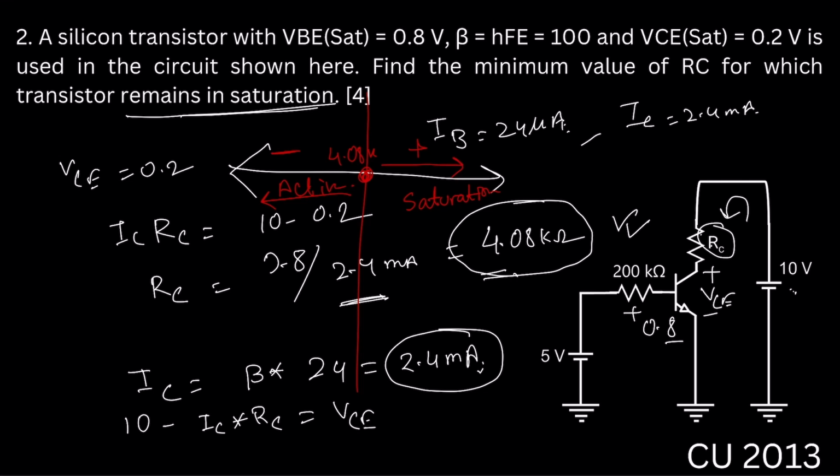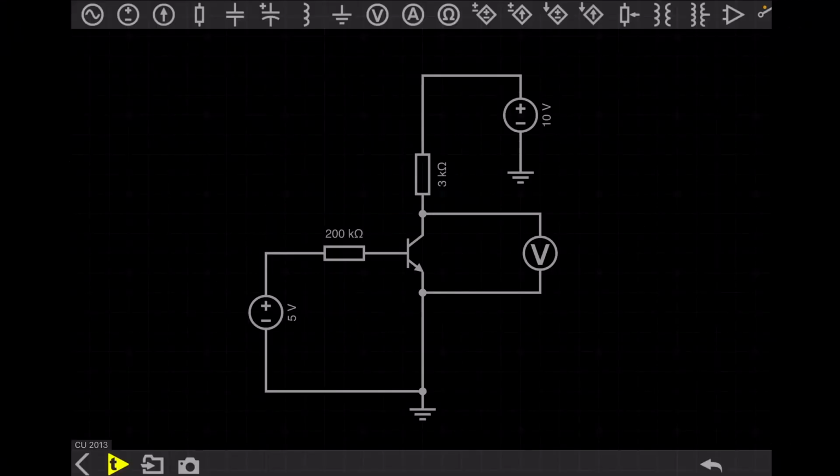So let's go to the simulation circuit and I will explain this one. This is the circuit provided in the question, and we need to find the value of RC such that this transistor operates in the saturation region. That means we need the minimum value of RC. Above that, the transistor will operate in the saturation region. Below that, it will operate in the active region.